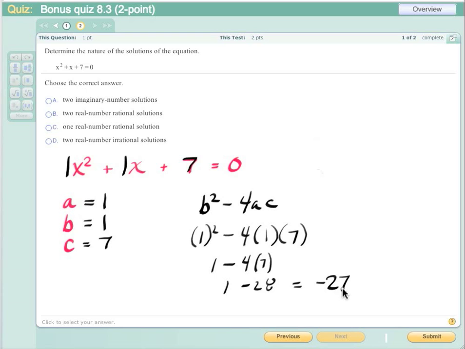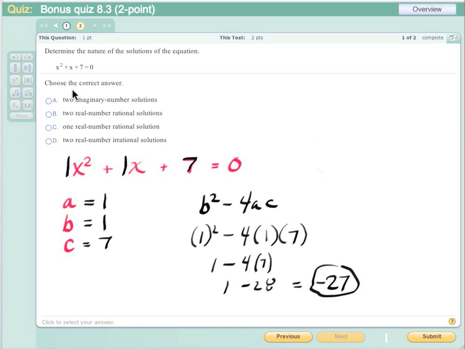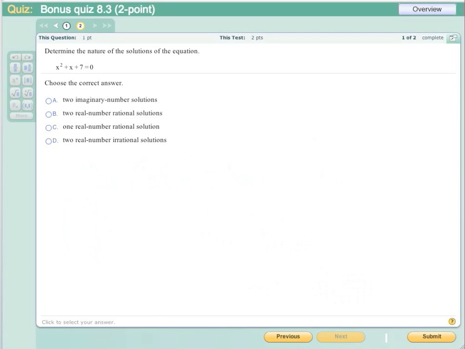And so the discriminant is negative. That means this part right here is negative. And so we're going to have plus or minus the square root of a negative number. We're going to have two imaginary solutions. And I look here at the possibilities. Do I see two imaginary solutions? And I do right here. So that's what's going on here.